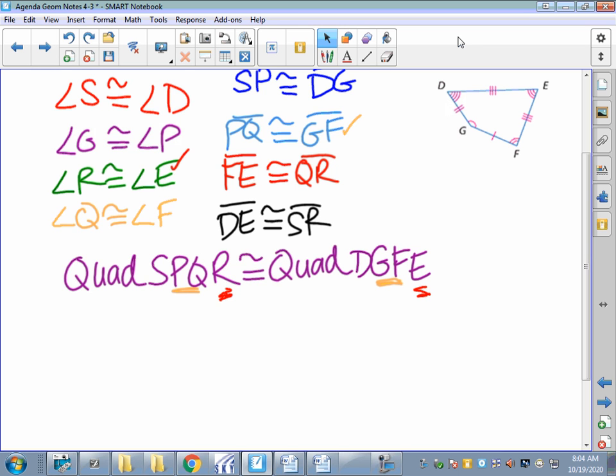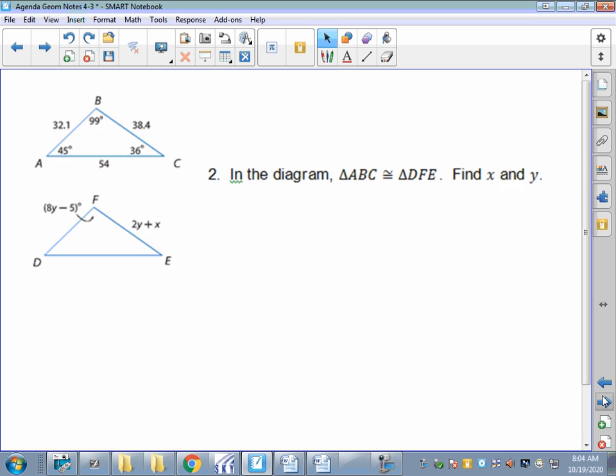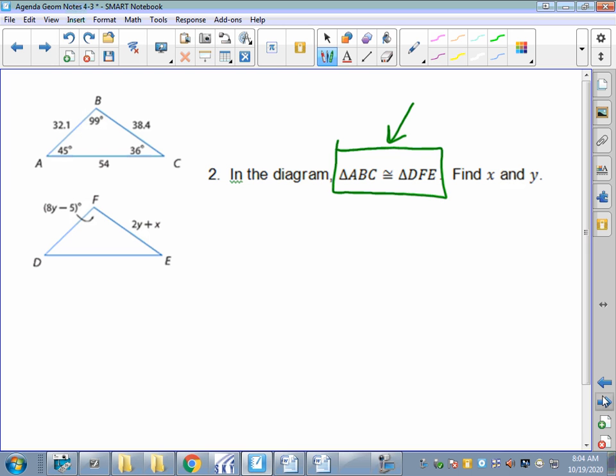All right, let's set up a problem here. So now let's turn this into an algebra or perhaps just a math problem. So in the diagram, triangle ABC is congruent to DFE. Important, right? The order matters. So that means that angle A has to be corresponding to angle D.